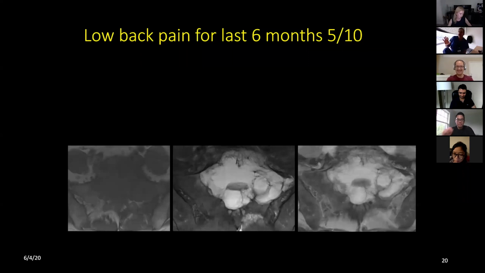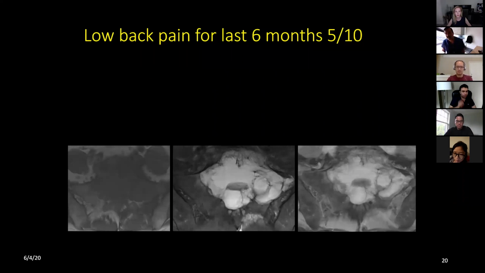But you can see low back pain, 6 months. VAS is not that bad, 5 out of 10. She did not have any radiculopathy. So based off of these images, it's really, really bright on STIR imaging.